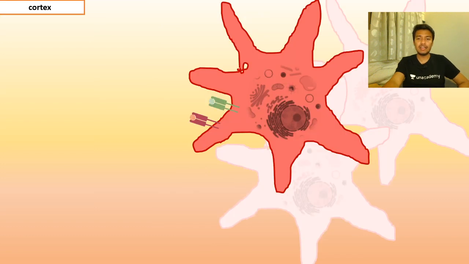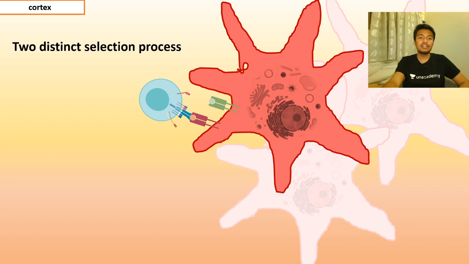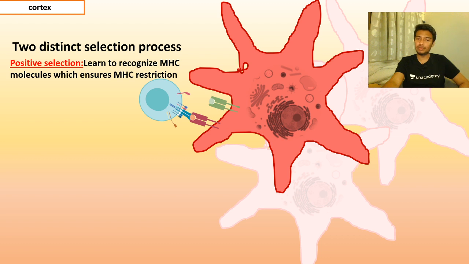So this is the enlarged view of the thymic epithelial cells. Now this thymic epithelial cell has both class 1 MHC and class 2 MHC. Now first, there are two distinct selection processes going on. First, there is a positive selection where the cells learn to recognize MHC molecule bound peptides. They first need to learn how to understand this is a gun, right? An army needs to understand how a gun looks like, in order to fire a gun.